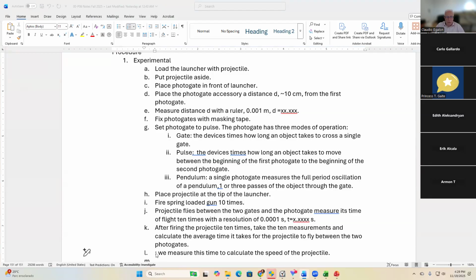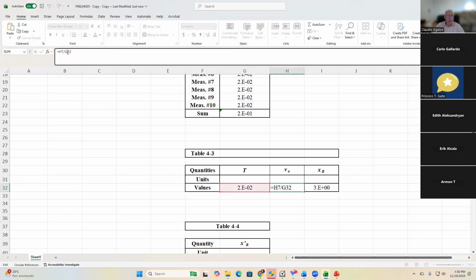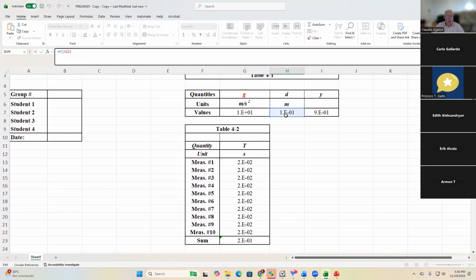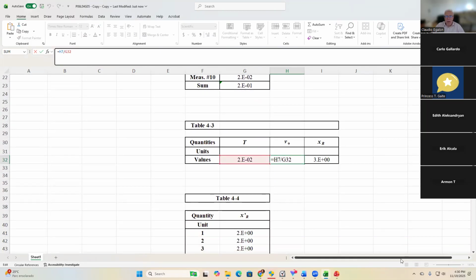So what else? From the above result, calculate the speed of the projectile. And the speed is this one right in here. It's going to be the distance d, approximately 10 centimeters, divided by the average time that the projectile takes to fly between the photogates.